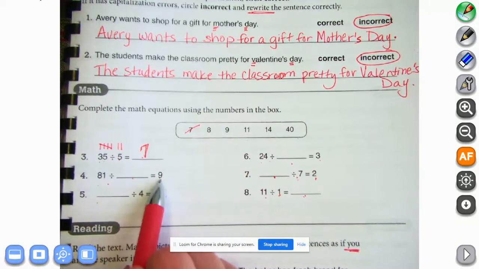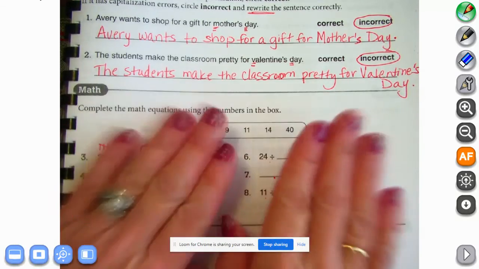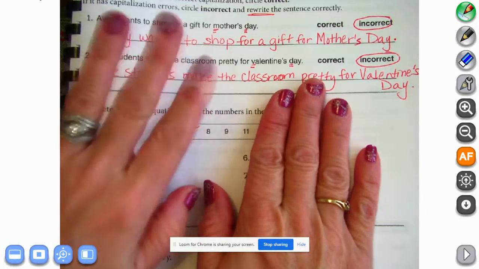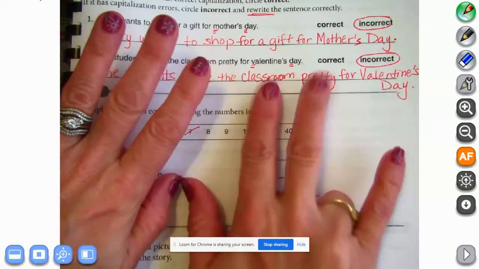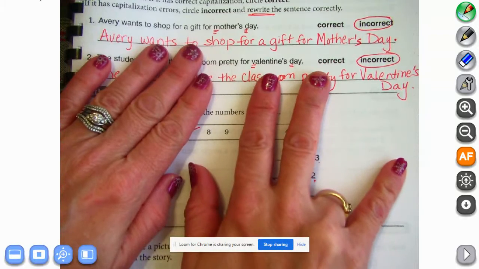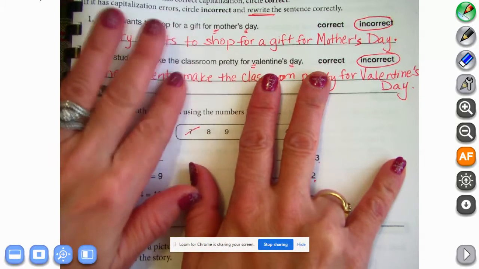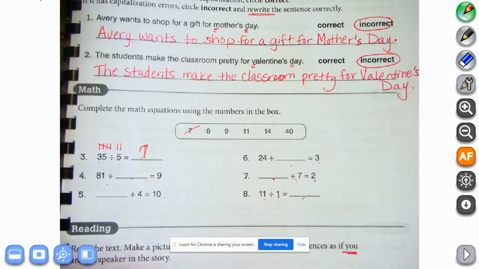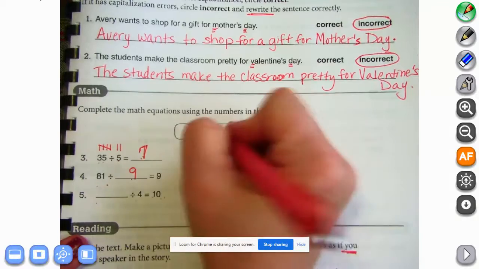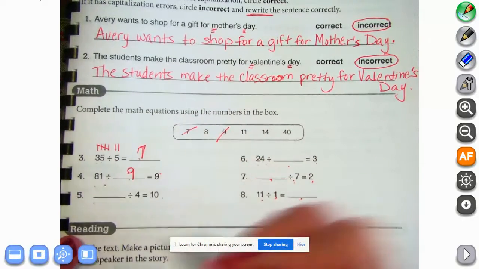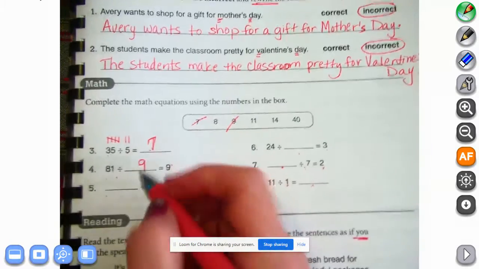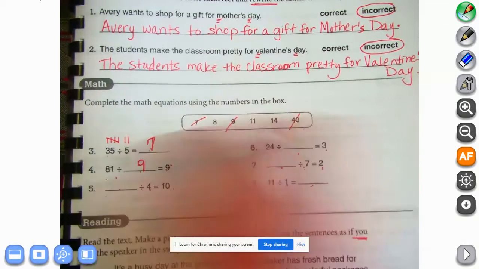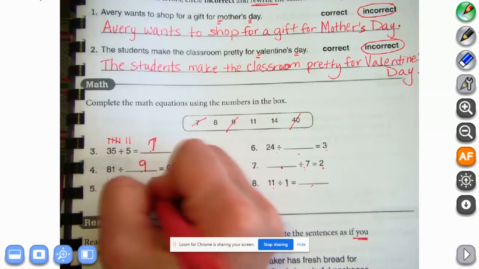81 divided by what equals 9? I can do my nines trick again, and I can make my hands look like 81. 10, 20, 30, 40, 50, 60, 70, 80. That's 81. Which finger did I put down? 1, 2, 3, 4, 5, 6, 7, 8, 9. So the answer should be 9. 9 times 9 is 81. Okay, 10 times 4 will equal what? 40. So 40 divided by 4 will equal 10.